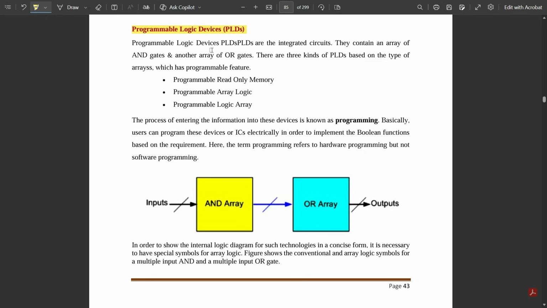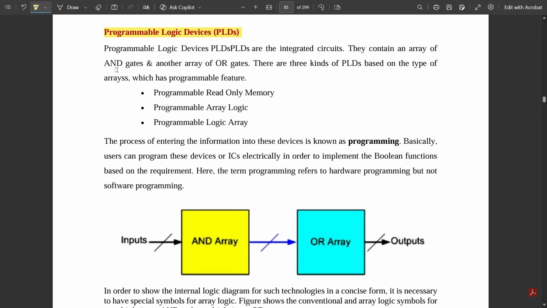Programmable logic devices, PLDs, are integrated circuits. Okay, so they contain an array of AND gates and another array of OR gates. They contain an array of AND gates as well as OR gates. Why? Because those are the two fundamental gates, and they are also called universal gates, which are essential for building any logic devices. These two are the basic gates. So that's why they are called universal gates, and those gates are used in these PLDs.